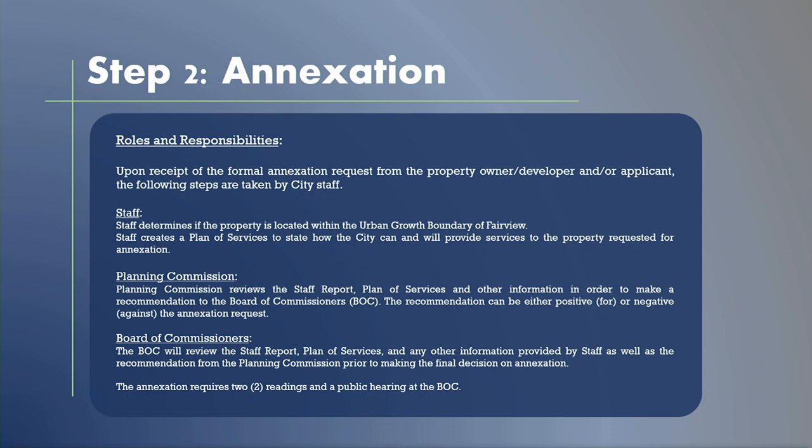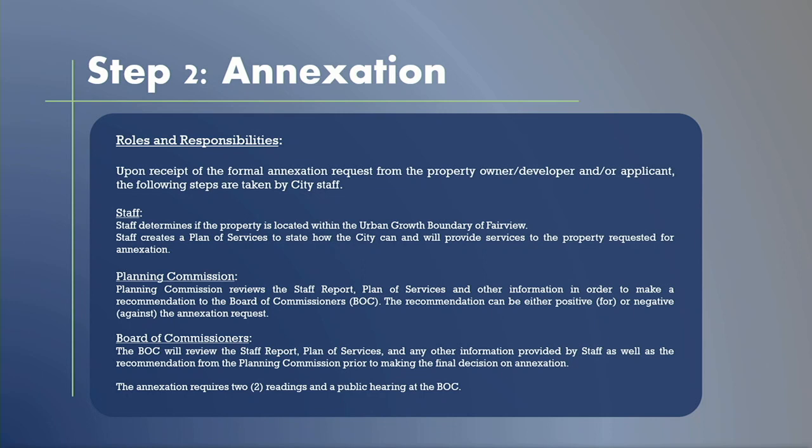So this will obviously come to you all, with the plan of services. And your role in this, and y'all know this, you've done this plenty of times, is to review this information and determine if you feel this is an appropriate action for the city to annex this property. Just because someone comes before you and requests annexation, there is no mandate that you actually bring it in. You can make a recommendation against the annexation.